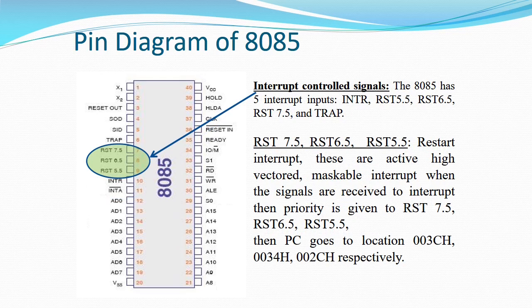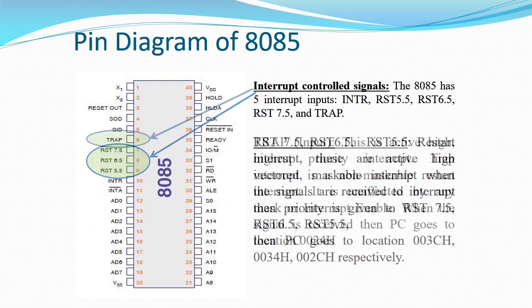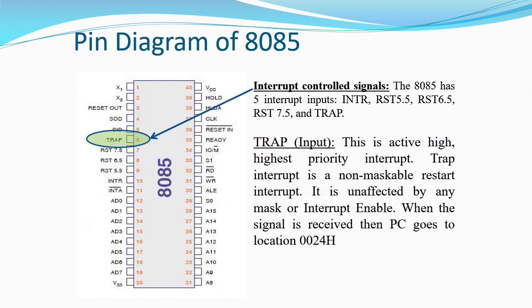As we have seen in the previous slides, these interrupts are INTR, RST 5.5, RST 6.5, RST 7.5 and TRAP. Among these signals, TRAP has the highest priority and INTR has the least priority. In this slide, I have highlighted the TRAP signal and it is an active high signal. As we discussed earlier, it has the highest priority in the interrupt structure and it is a non-maskable interrupt. So these kinds of signals are used for emergency stop.